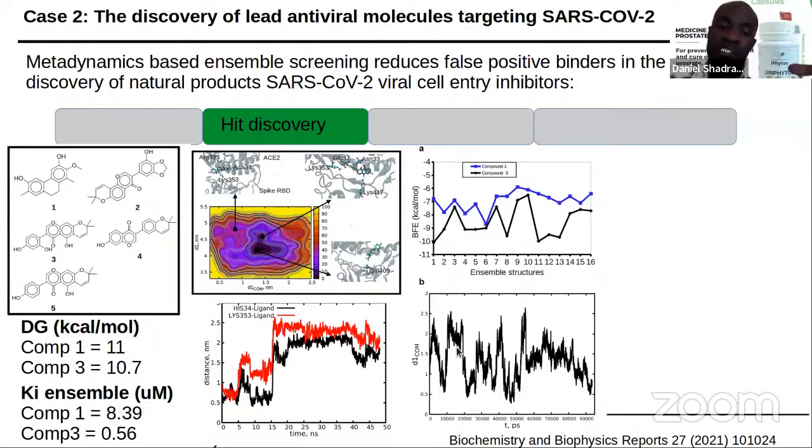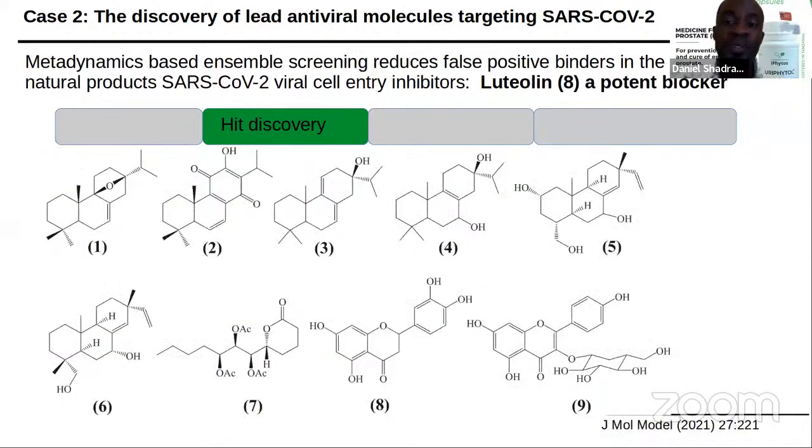So with this integration, we recommended this molecule number three. Of course, in another grand challenge, the group of Fidere, we recommended it to continue working with it in the antiviral drug consortium. So then we continued with the same technique, employing metadynamics with an ensemble-based screening, with the idea of reducing false positive binders.